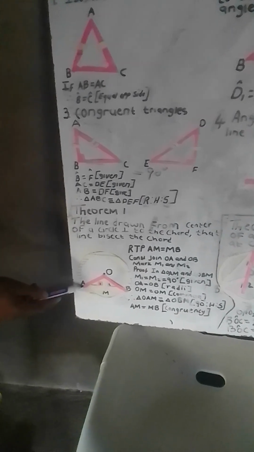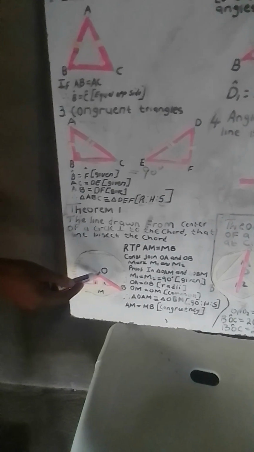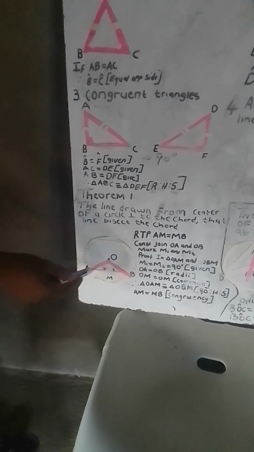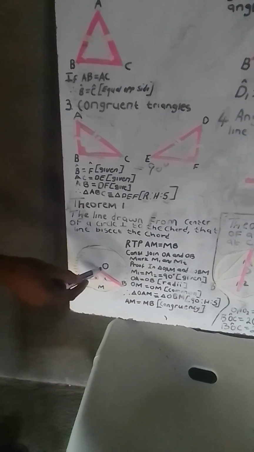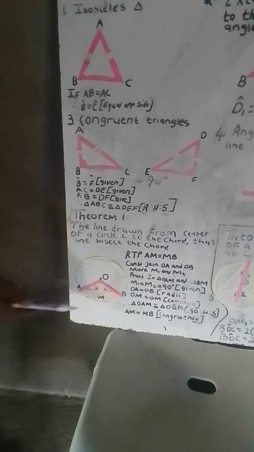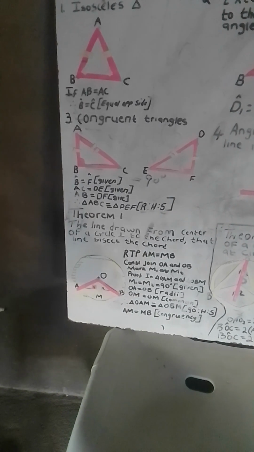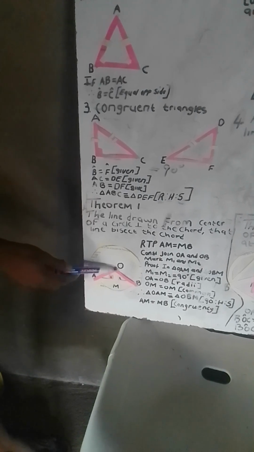OA, if you can check, OA is a radius. This is the radius of a circle because what is a radius? A radius is a line drawn from the center of a circle to the circle. So OA is a radius. Even OB is a radius. So OA is equal to OB. The reason is radii, because they are both from the center to the circle. OA is equal to OB, radii. So we have this line from O to M.